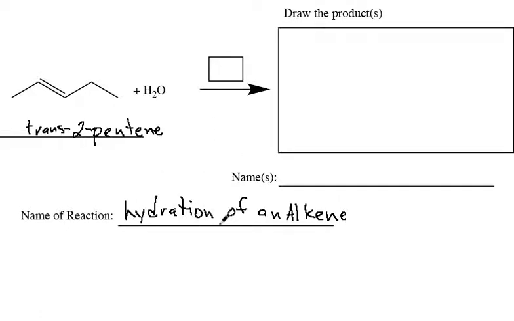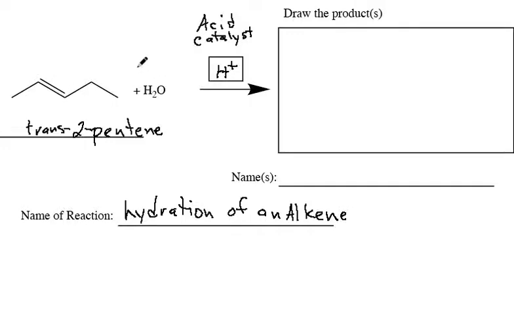In order to perform a hydration reaction, we do need an acid catalyst. And so we'll signify that by simply putting H+ above our arrow. So we have our acid catalyst. Now we're going to draw the products. So we're going to be adding water across this double bond.